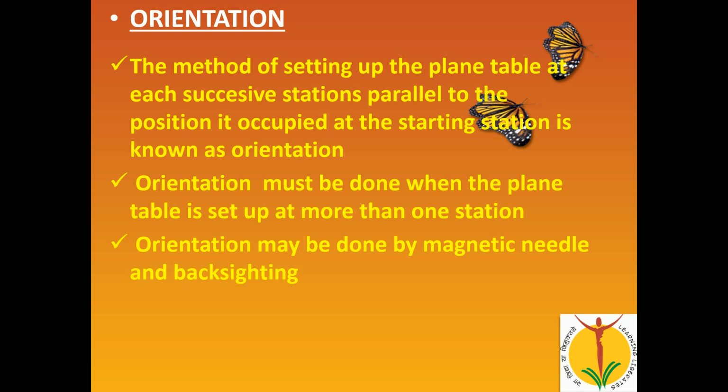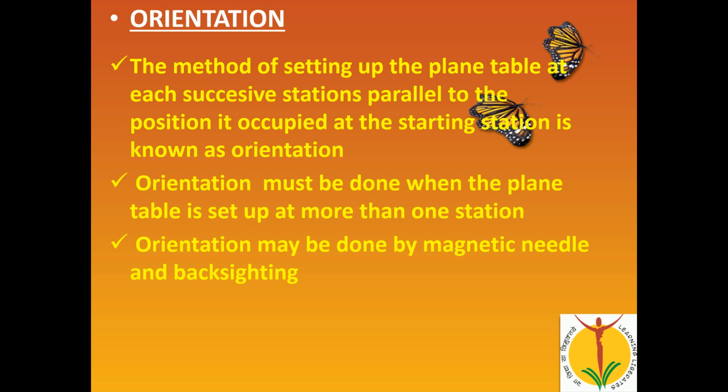So now we have seen the various instruments used for plane table surveying. Before starting work on plane table surveying, we have to know the basic term required in plane table surveying, that is orientation. What is orientation? The method of setting up the plane table at each successive station parallel to the position it occupied at the starting station is known as orientation. Simply say, we have to place the plane table at each new position so that the second position of the plane table is parallel to the first position of the plane table. This is what orientation means.